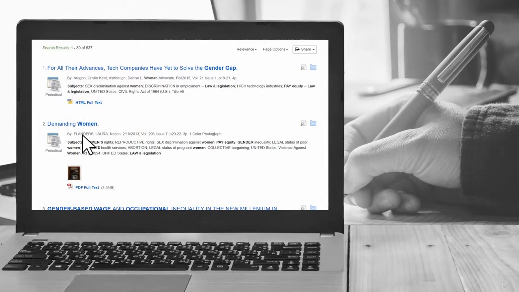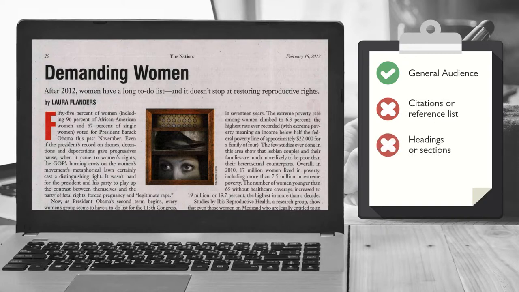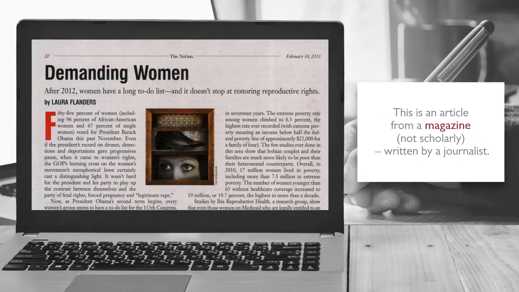Here is another article from the results list. It is only 3 pages long. It is written for a general audience. There are no citations or reference list, no headings or sections, and no author credentials. This is an article from a magazine, which is not scholarly. It is written by a journalist.